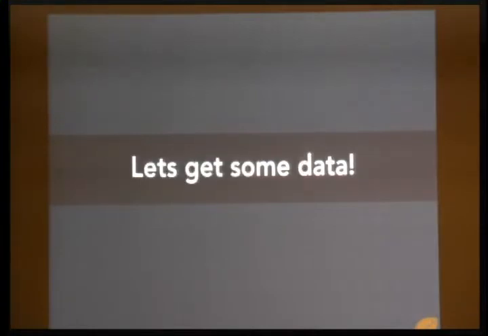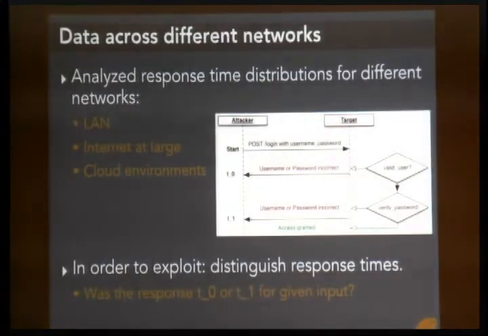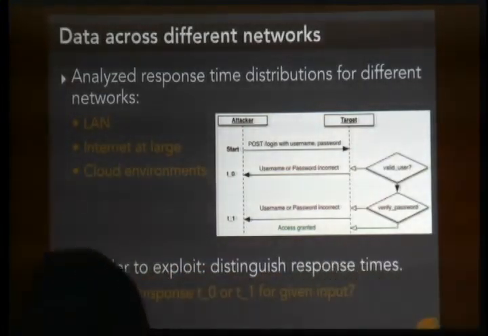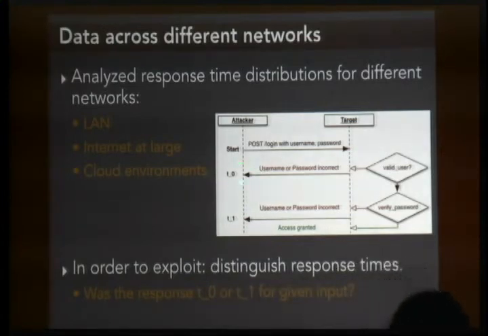So using the tool, we took some data, mostly to figure out which timing differences we can distinguish in different networks. We looked at LANs, we looked at the internet at large, just between the home and cloud providers, and different cloud environments like EC2. Again, the goal here was to figure out for which two times T0 and T1 we can distinguish effectively from these different vantage points.